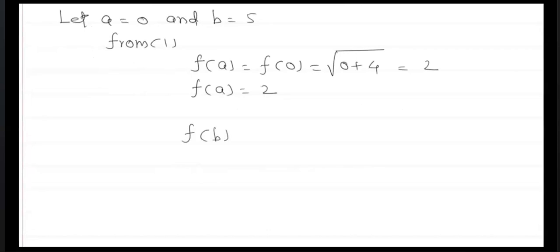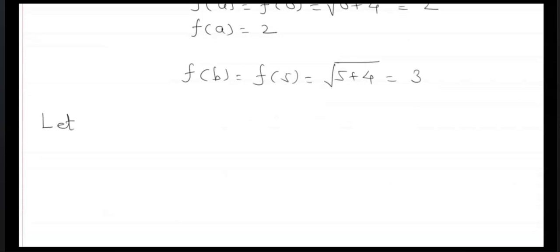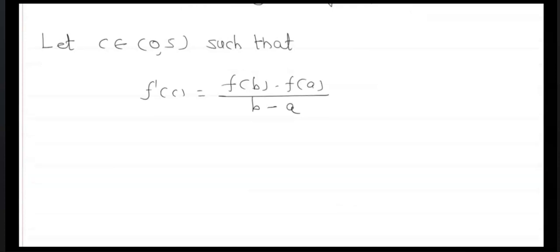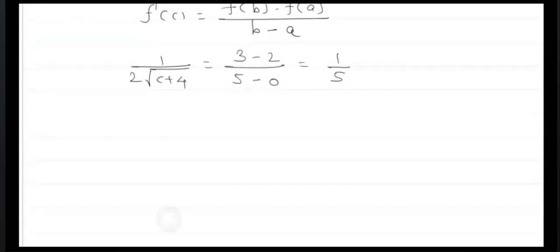And find out f of b, that is f of 5, which is root of 5 plus 4, that is equal to 3. Let small c belong to the open interval 0 to 5 such that f dash of c is equal to f of b minus f of a upon b minus a. That is 1 upon 2 root of c plus 4 is equal to 3 minus 2 upon 5 minus 0, that is 1 upon 5.